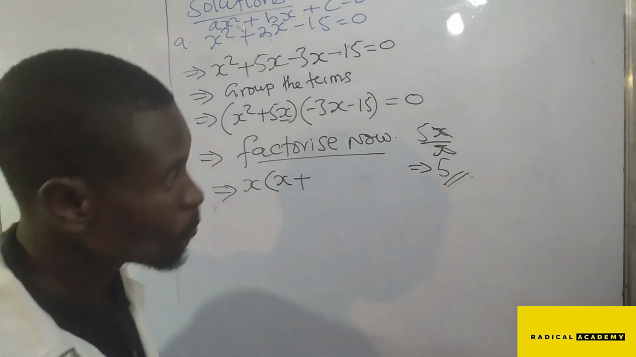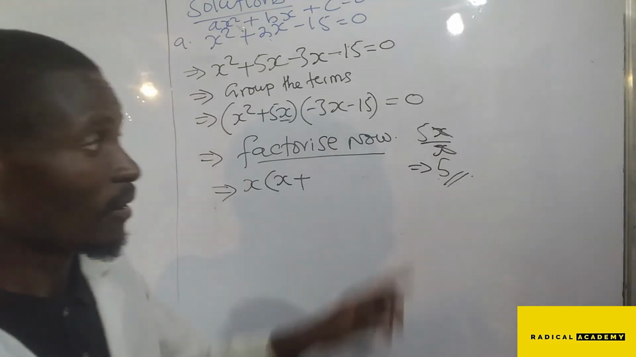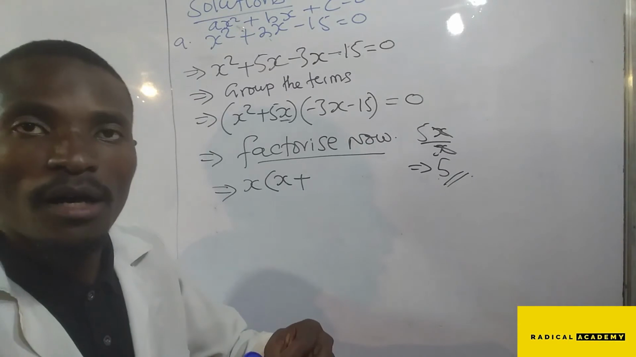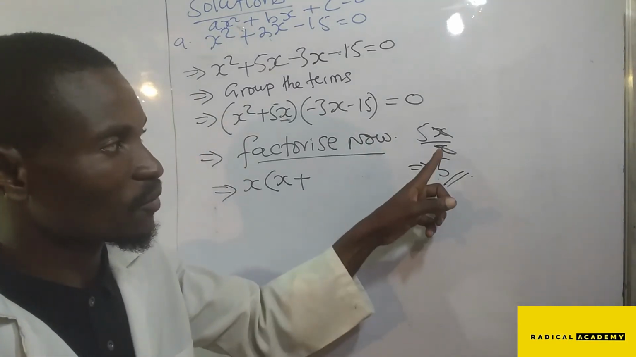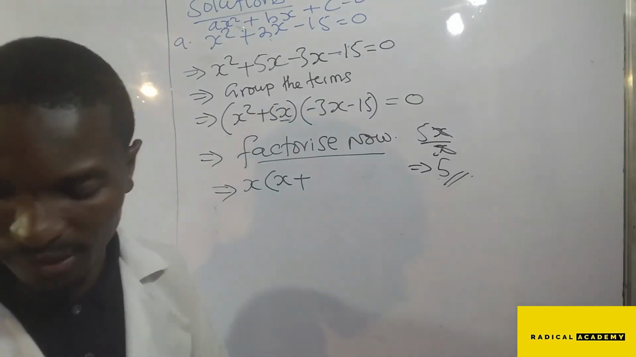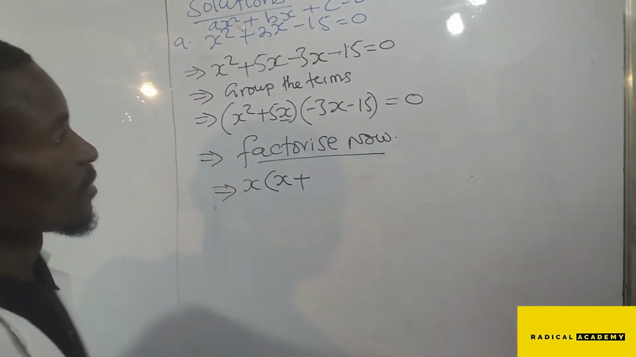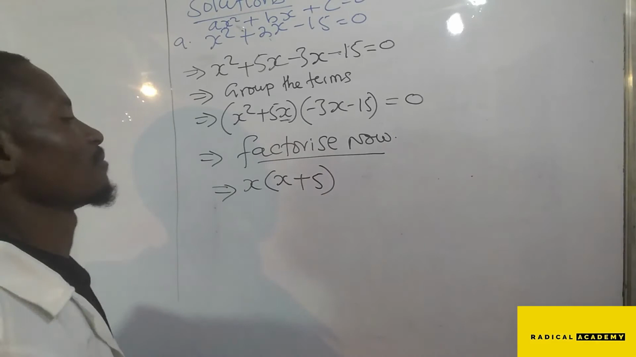Make sure you do understand what is going on. What we are saying is that we are just dividing. When you remove the x, you just remain with 5. That's what you're simply doing. So x into 5x, you have 5.